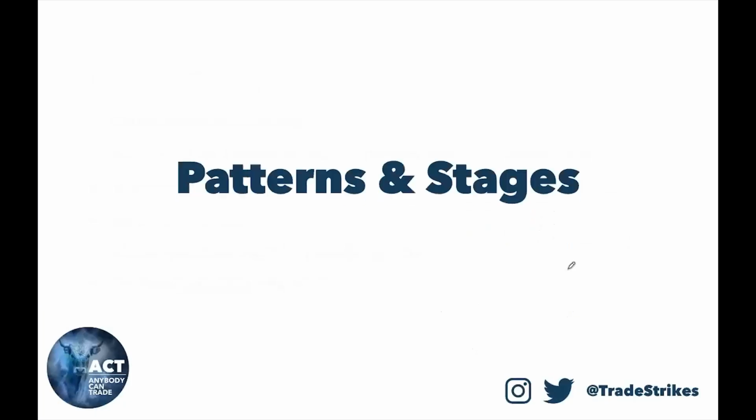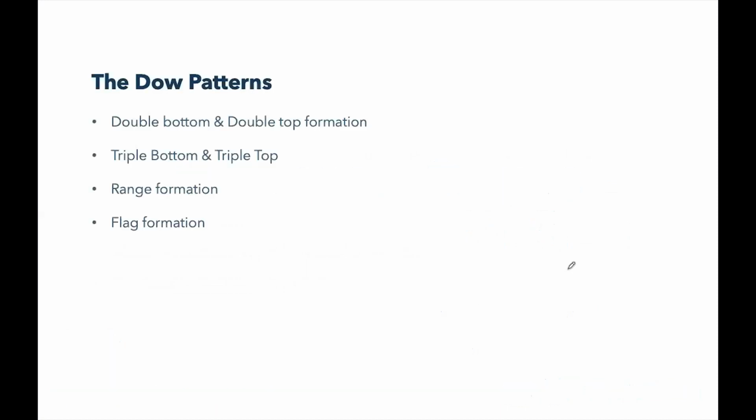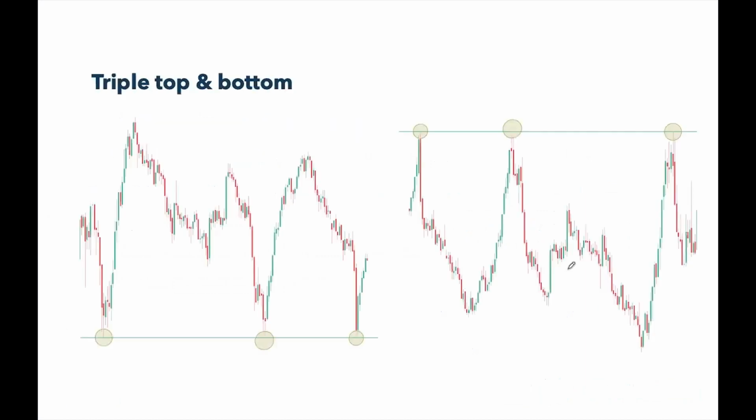Okay, so Dow theory also has Dow patterns, which we are going to discuss, and we are also going to talk about stages of a stock. Dow patterns are mainly these patterns: double top, double bottom, triple top. There is something called ranges. It's basically range formation and flag formation. So we are going to discuss everything one by one.